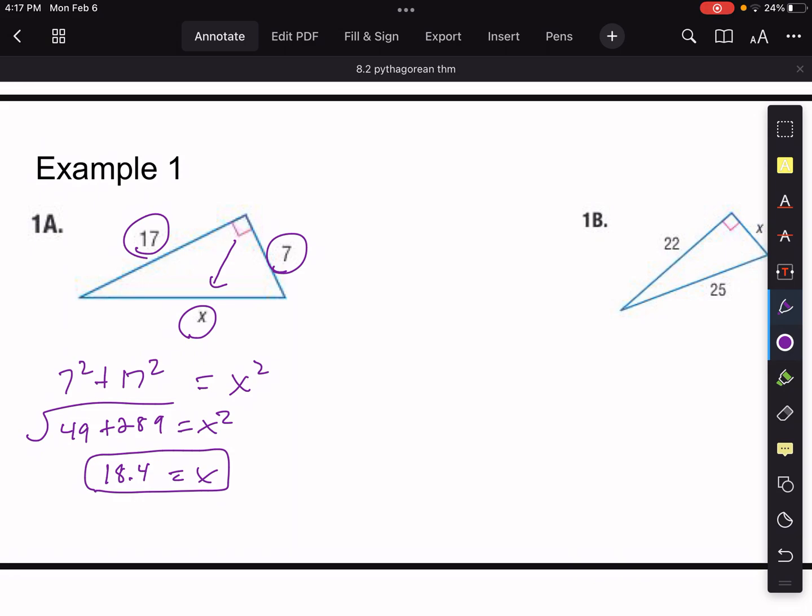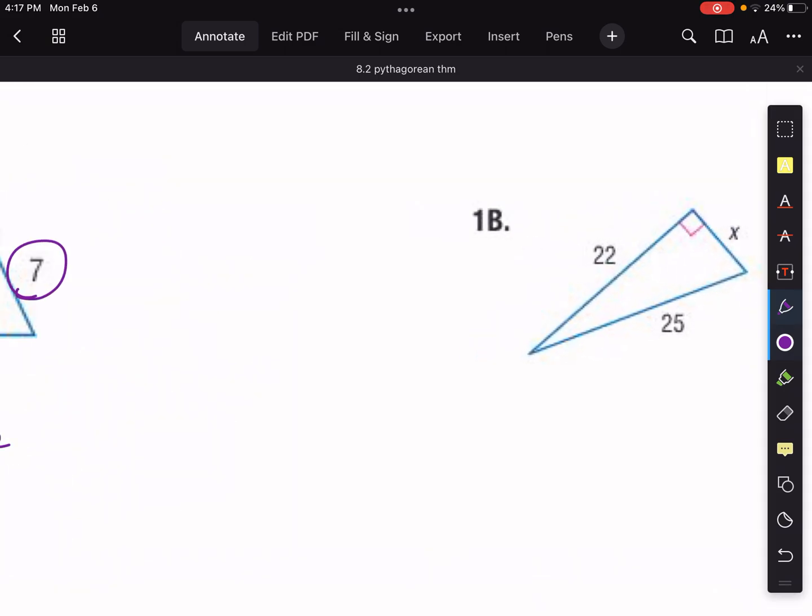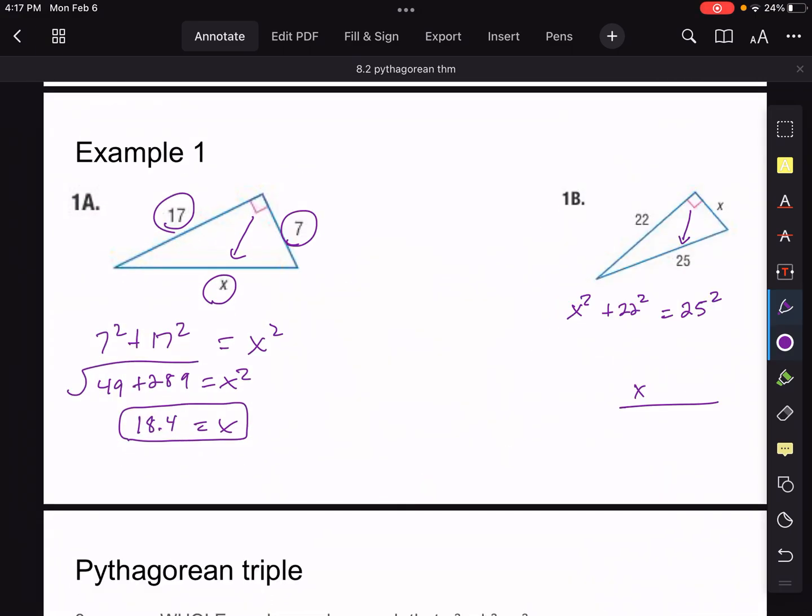Okay, so for 1b, you're going to kind of do the same thing, but again, identify this is your C value. So that's going to be by itself. Okay, so I'll help you set it up here. You guys can solve it though. X squared plus 22 squared has to equal 25 squared. And then I want you to run the math and see what you get. So pause the video and try that out.